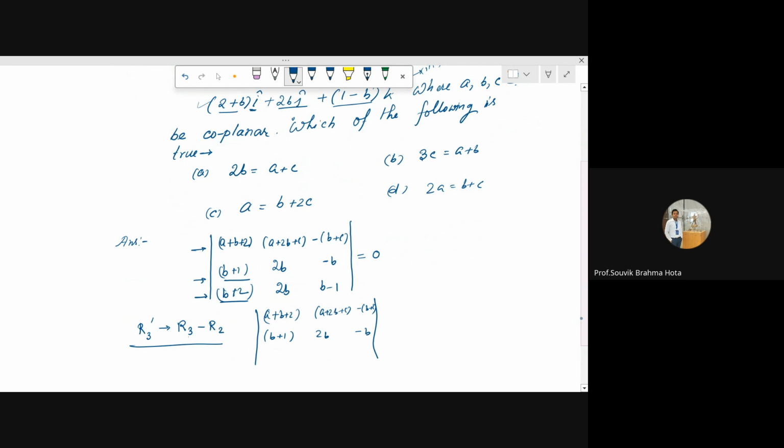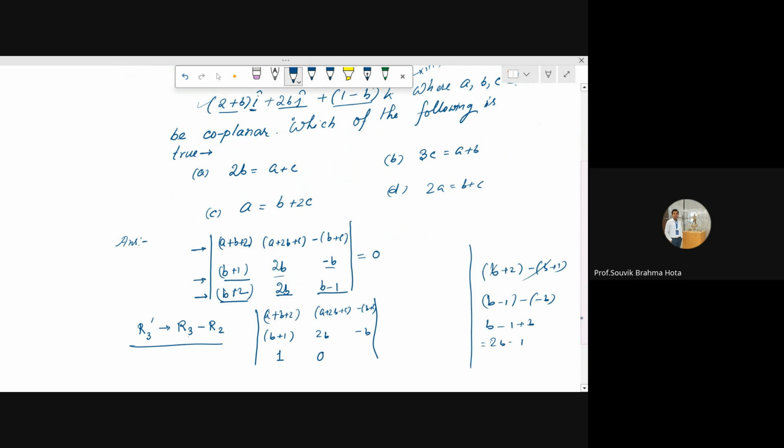So from row 3 you have to subtract row 2. So b + 2 minus (b + 1): b gets cancelled, 2 - 1 is 1. So here you will have 1. Then 2b minus 2b will be 0. Then b - 1 minus of minus b, that means b - 1 + b.